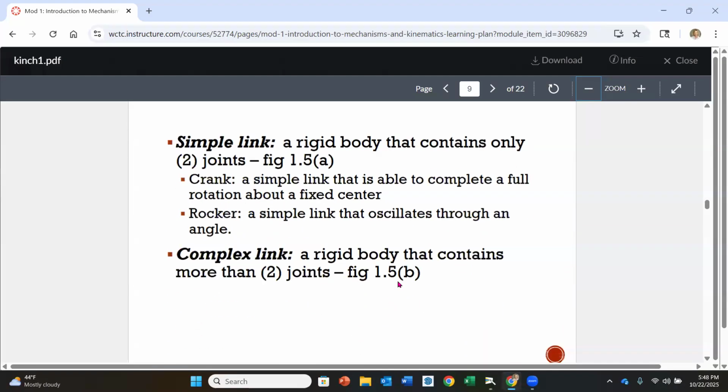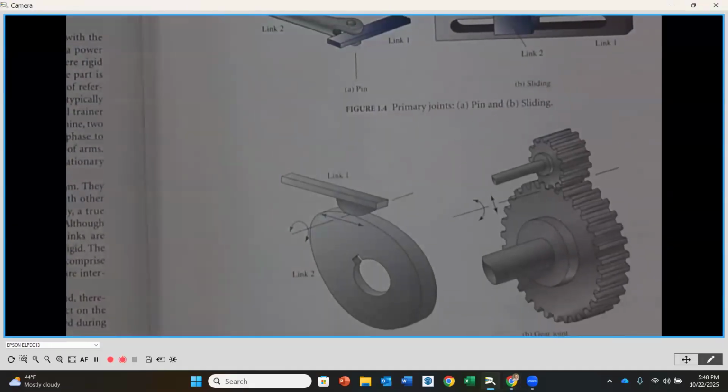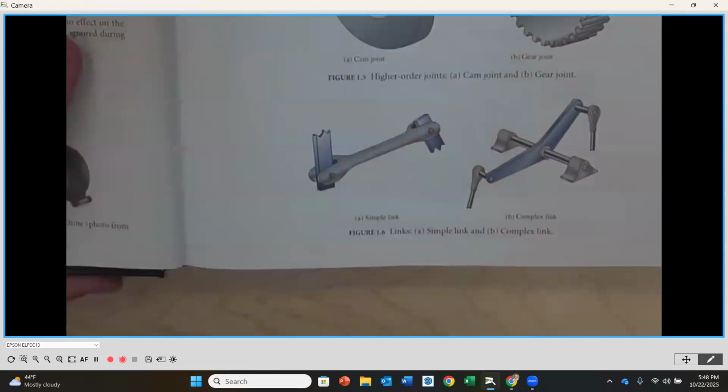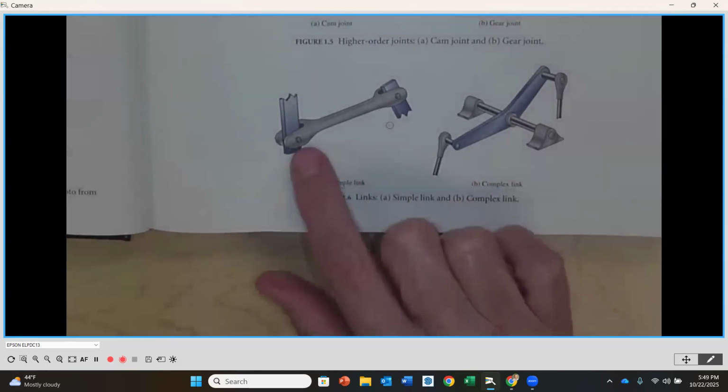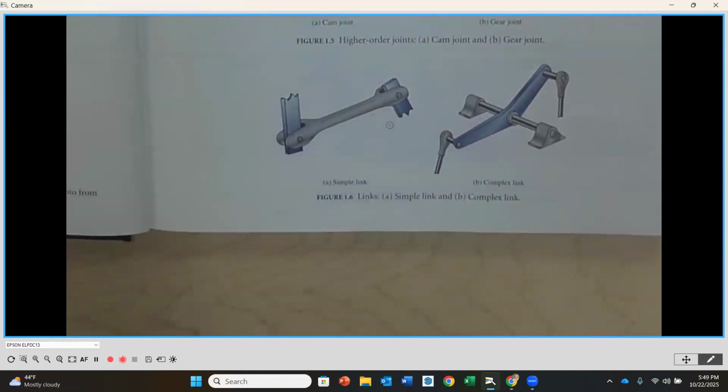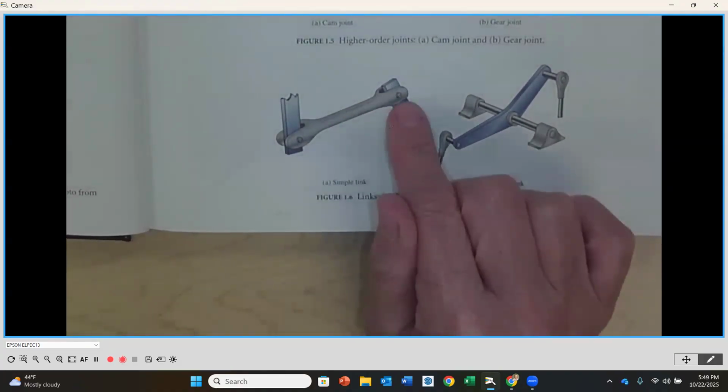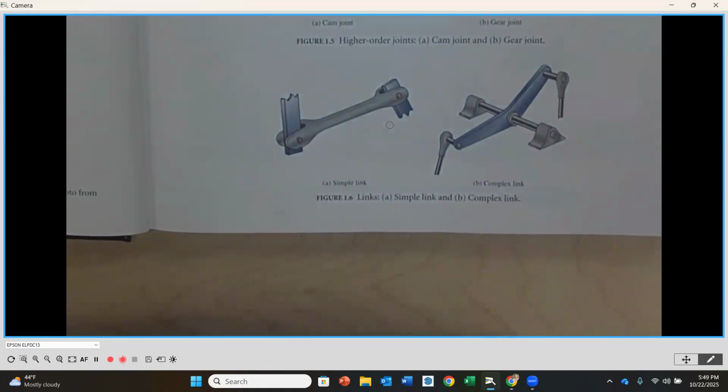Then there's different types of links. There's simple links and there's complex links. If we go on that same page, but we go past the cam and the gear, we are going to look down here at the two different types of links that we have. The first link on the left-hand side is a simple link. A simple link is going to be a rigid link that has two connections on it. So you'll notice here we have the link connecting the two pins that are then connecting to two other links. So a pin and a pin on one rigid link.